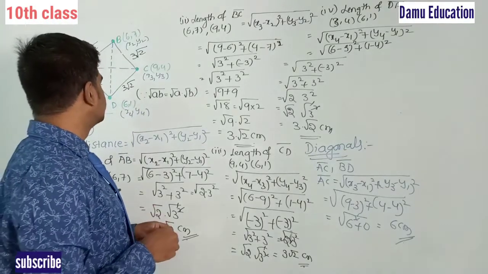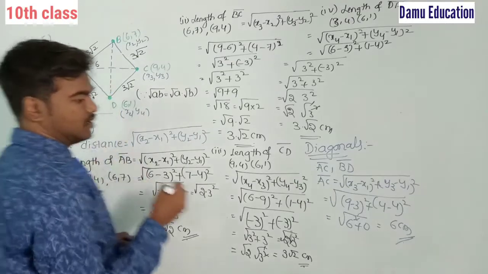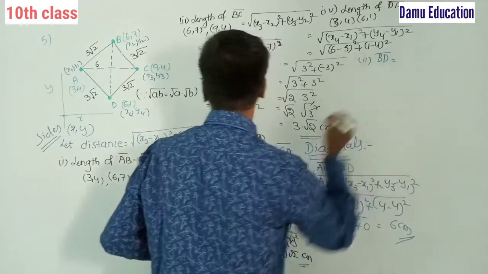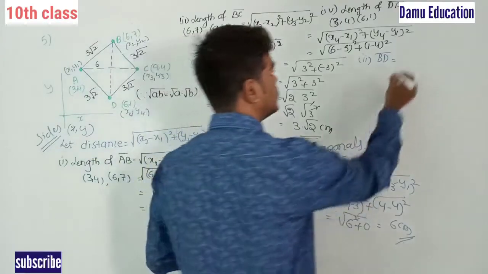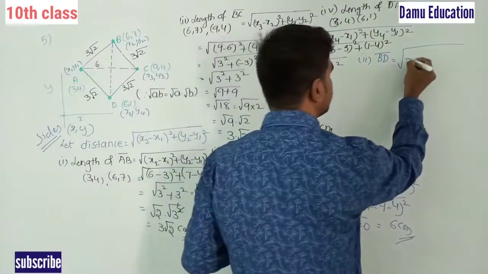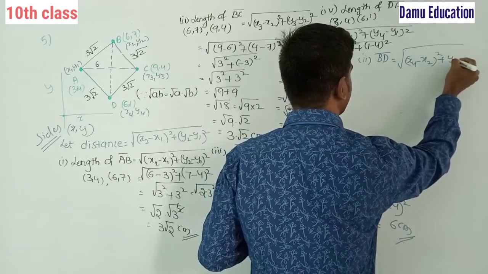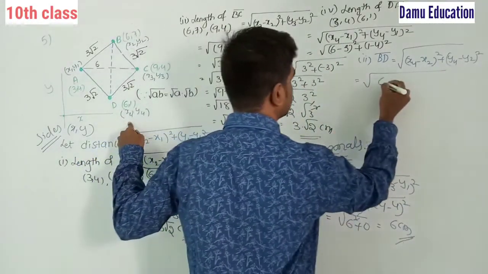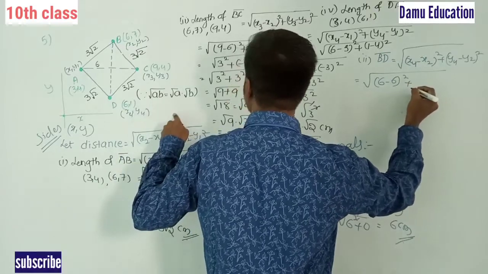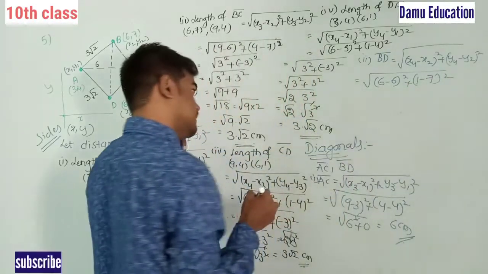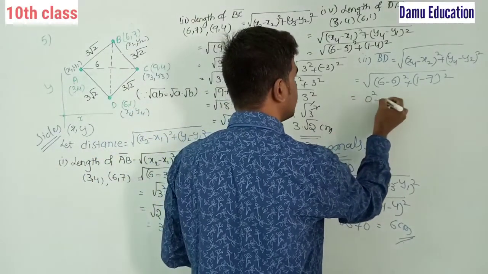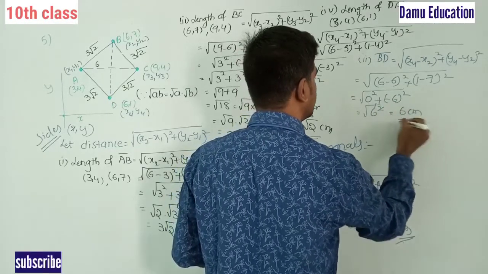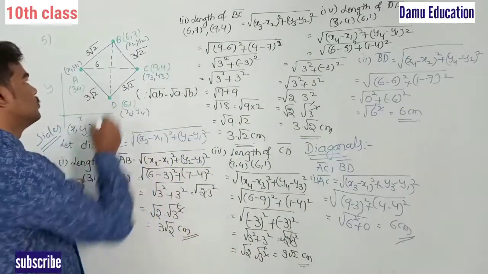Same like that, let's calculate the BD length, the second diagonal. Let's write the formula with x4 and x2: square root of x4 minus x2 whole square plus y4 minus y2 whole square. So 6 minus 6 whole square plus 1 minus 7 whole square. Now 0 square plus minus 6 whole square gives 6 square. The square root cancels, and it is also 6 centimeters. So this is also 6.